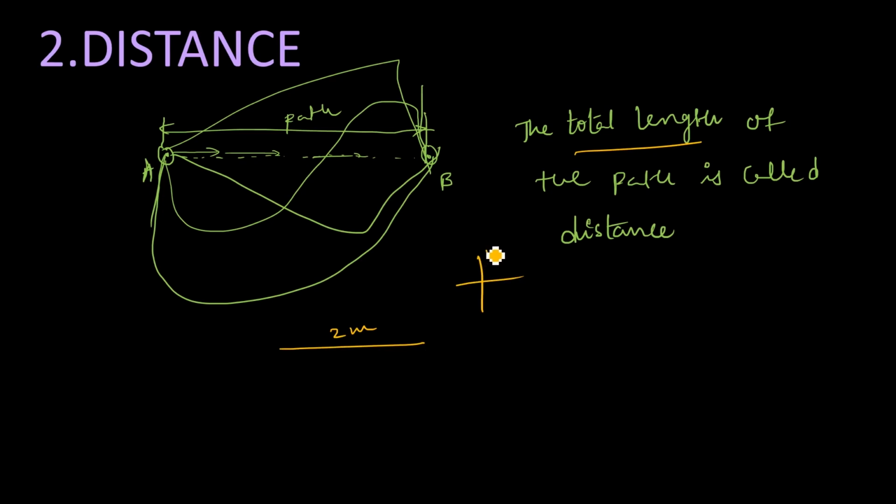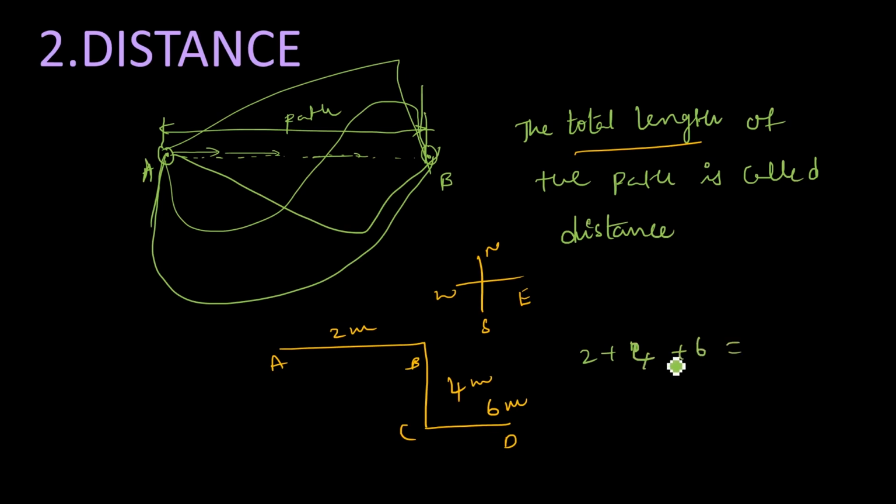Okay, so a body has traveled: you can take north, south, east and west. East direction 2 meters, south direction 4 meters, again east direction 6 meters, like this. What is the total length of the path? Here you can take A, B, C, D. Then we can simply add 2 plus 4 plus 6, which gives 12 meters. The total length of the path is 12 meters.